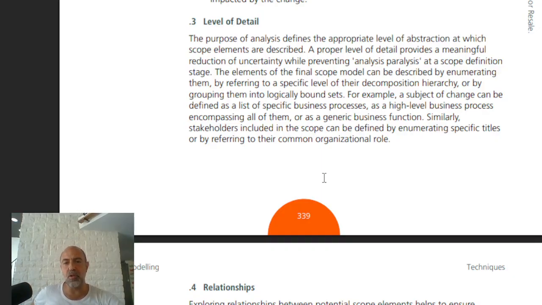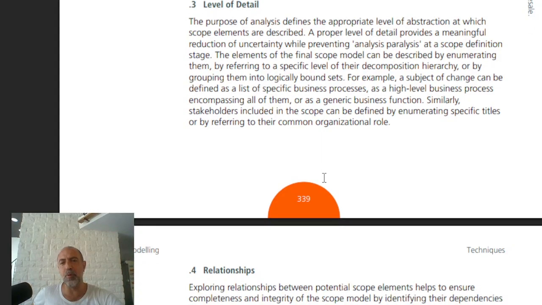Or by grouping them logically. For example, here it's just describing how to organize your details. The elements could be put behind each other, or you can create a hierarchy from top to bottom or bottom to top, or by grouping them logically around sets.